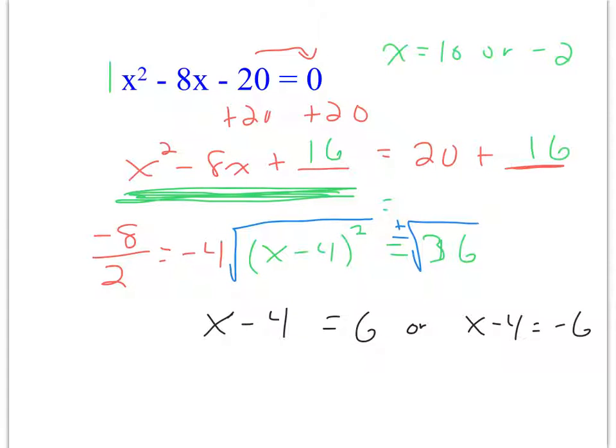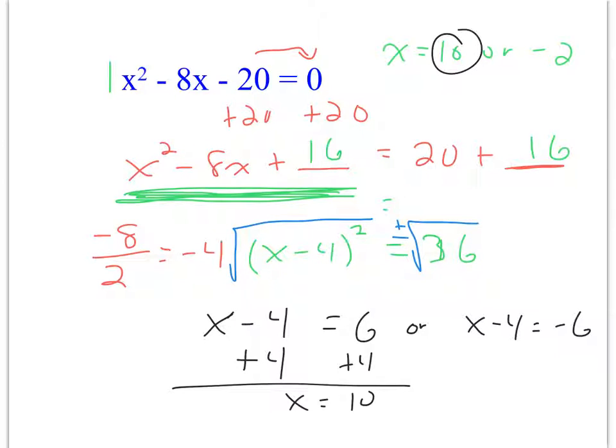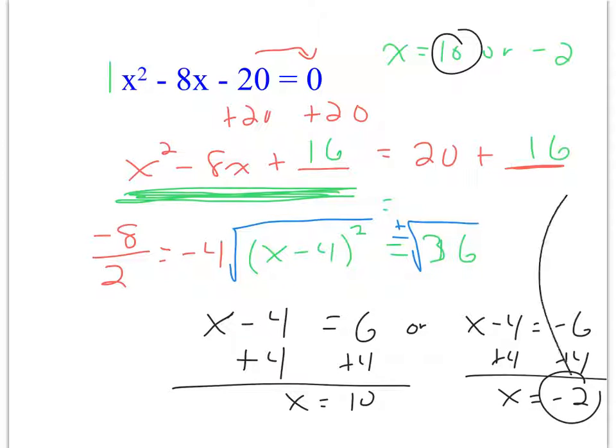Once I've done that, I just simply now solve for x on both sides. Add 4, x equals 10, which we had, or add 4, x equals negative 2, and that also is the same answer we had up there.